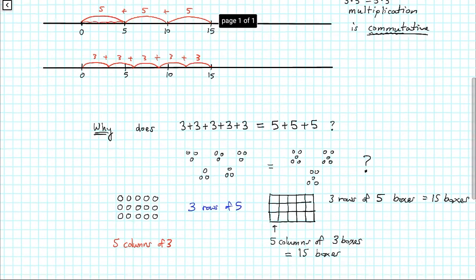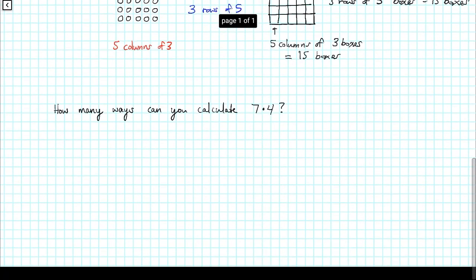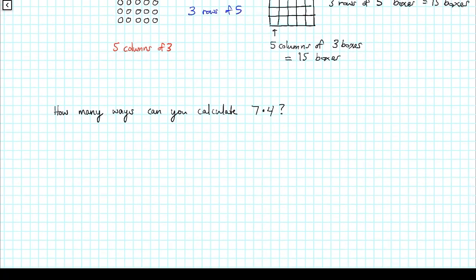Okay, I want to talk a little bit more about multiplication. Talk about some mental multiplication. So some of you may be very comfortable with your times tables, and some of you may feel uncomfortable with them. Either way is totally fine. But regardless, I want you to think a little bit about how you can calculate 7 times 4. Now, the answer is 28, and that is not the important thing here.